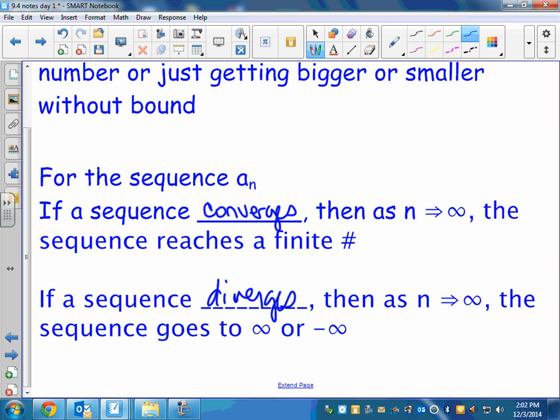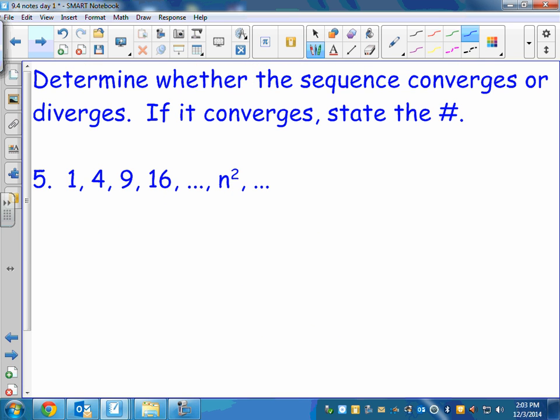Then that means as n goes to infinity, the sequence just grows larger or smaller without bounds. This is very similar to an asymptote, very similar to the concept of a limit. It's very important when we talk about adding up a sequence: if it converges, it does have a sum. If it diverges, it doesn't have a sum. But today you just have to do what the last examples are. Determine whether the sequence converges or diverges. If it converges, state the number.